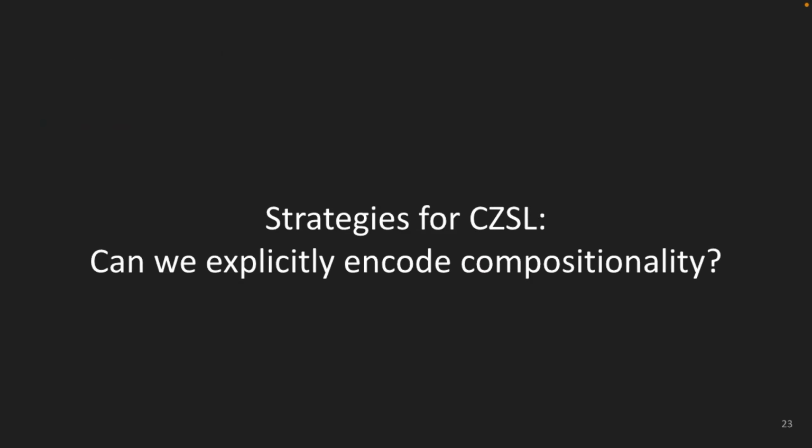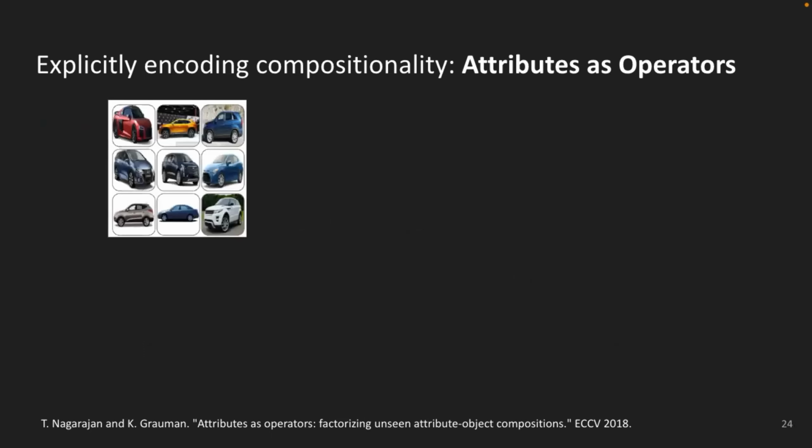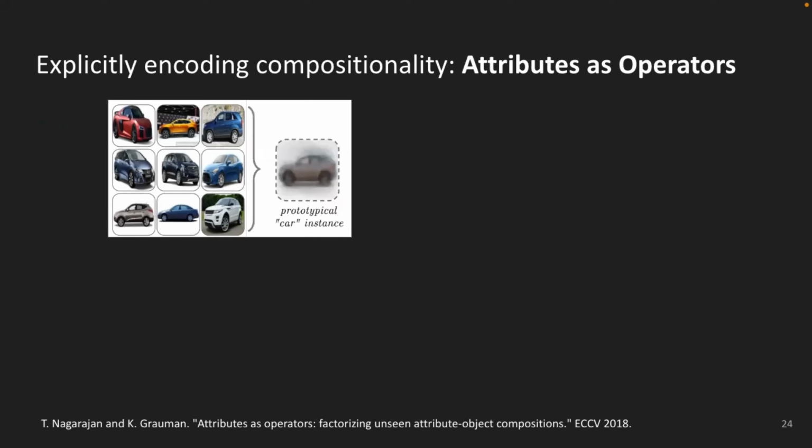And this is maybe the question that I want to show you how to address with the next couple of works, and especially with one, Attributes as Operators. To make you understand the idea behind the approach, if you take this bunch of images of cars, I guess you can, in your mind, build a prototype of a car, right? Maybe it will look something like this, for instance. So a car is an object that has a real presence in the world, and you can really build a mental prototype of it, a visual prototype.